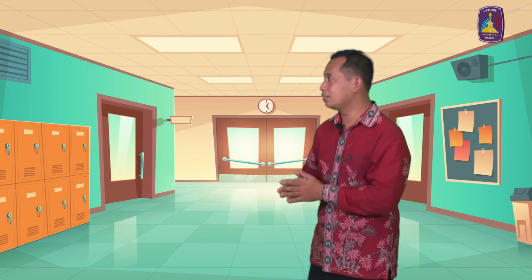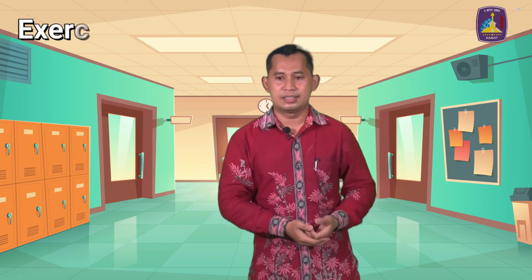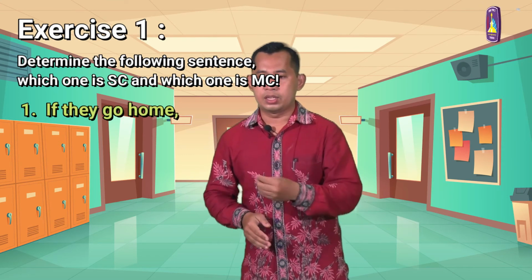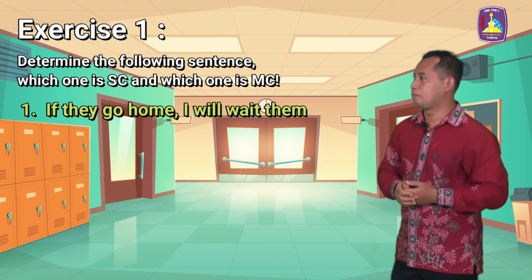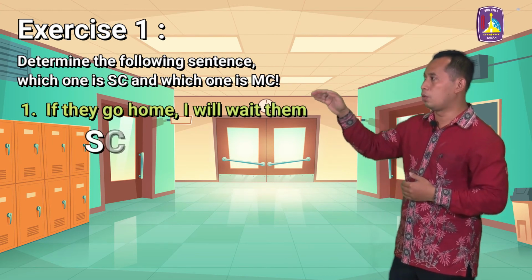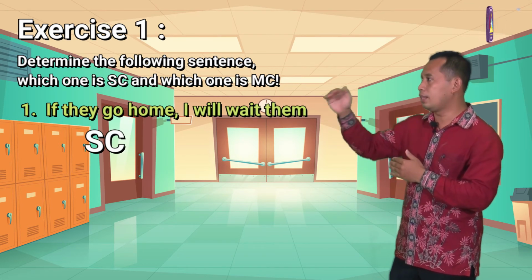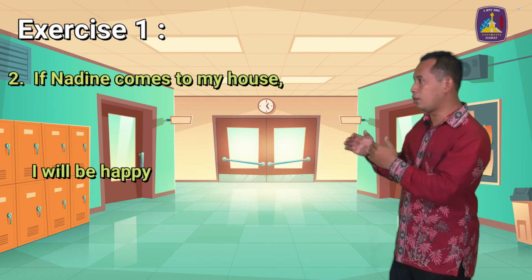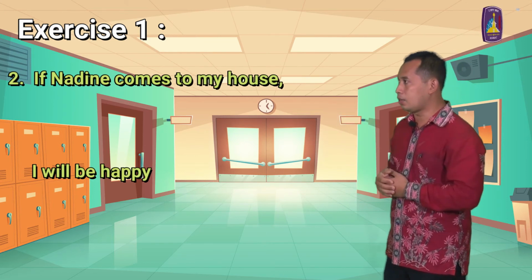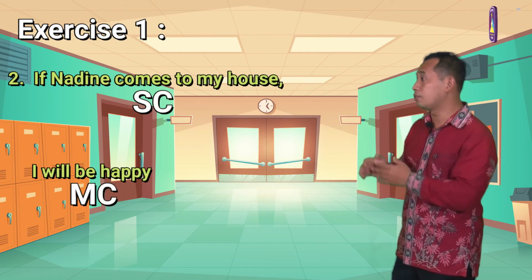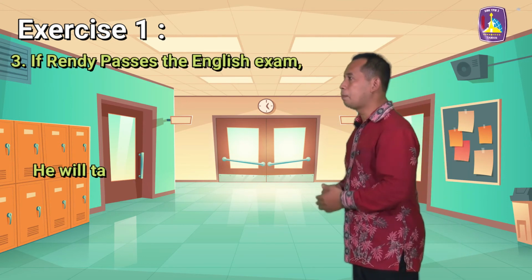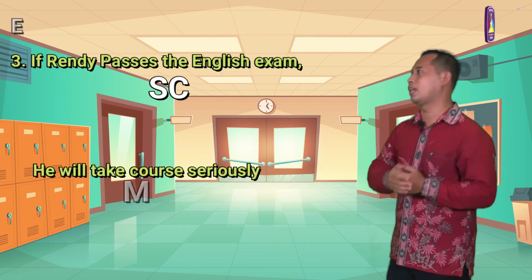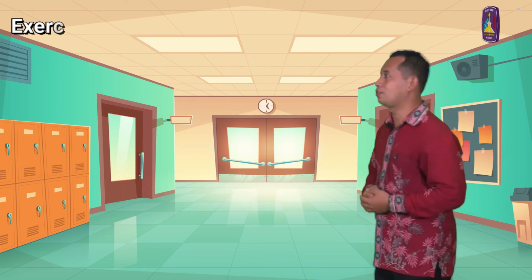Okay, students, have you finished? If you have already finished, let's discuss based on the exercise. For exercise number 1, if they go home, I will go with them. The subclause is if they go home because there is an if clause, and I will go with them is the main clause. For number 2, if Nadine comes to my house, I will be happy. If Nadine comes to my house is the subclause and I will be happy is the main clause, in simple future. Number 3, if Randy passes the English exam is the subclause, and he will take the course seriously is the main clause. Do you understand?